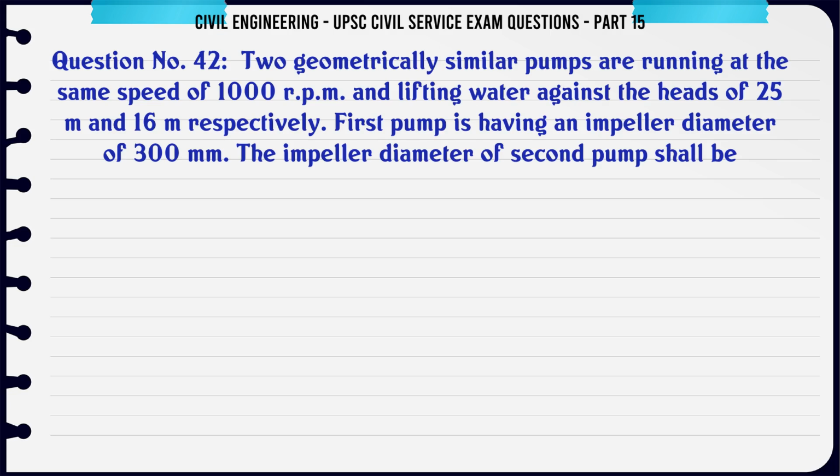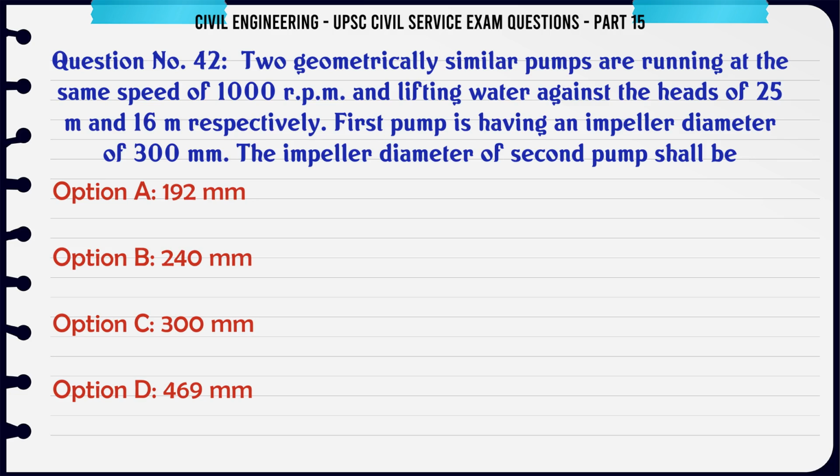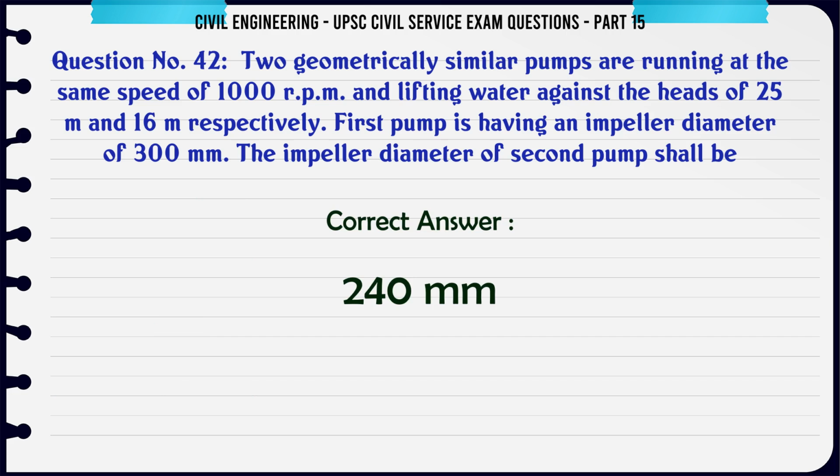Two geometrically similar pumps are running at the same speed of 1000 rpm and lifting water against heads of 25 m and 16 m respectively. The first pump has an impeller diameter of 300 mm. The impeller diameter of the second pump shall be A, 192 mm, B, 240 mm, C, 300 mm, D, 469 mm. The correct answer is 240 mm.